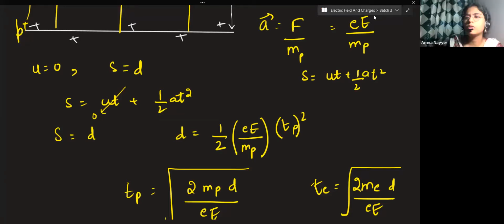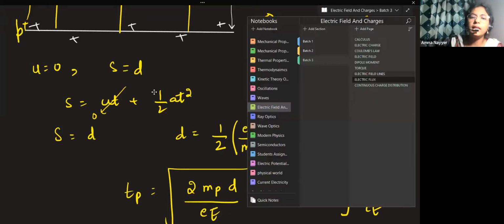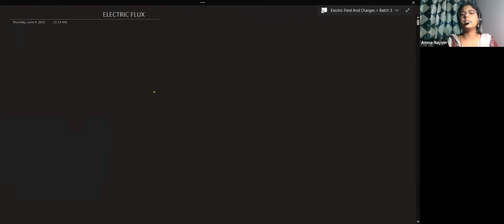All right, so let's start with electric flux. Let's see the basics of electric flux. Questions and all we'll do in the next class. Regarding electric flux, you have to understand this will be understood with the help of electric field lines only. That's why we have done electric field lines prior to electric flux.